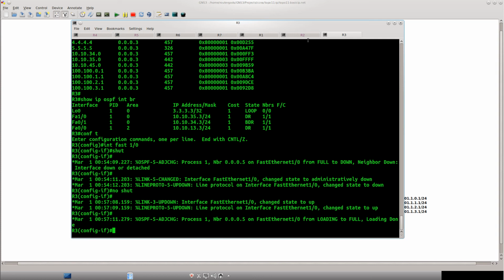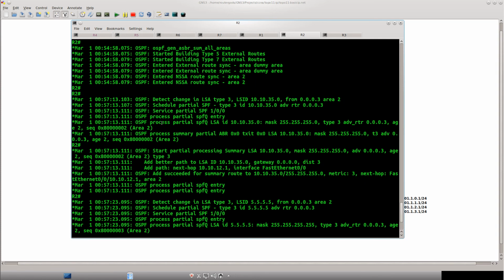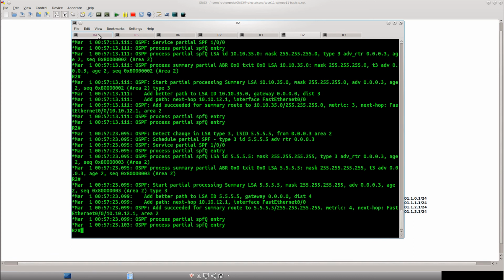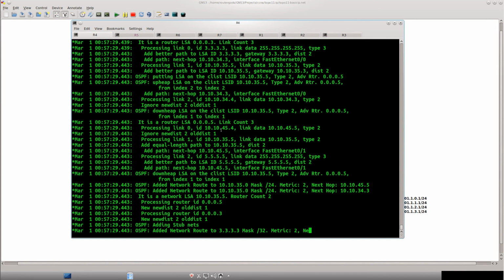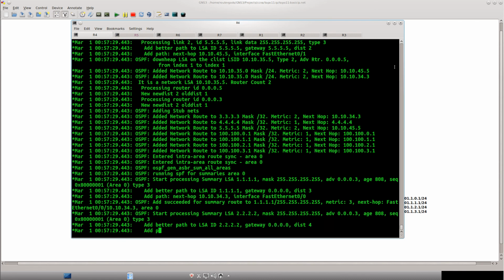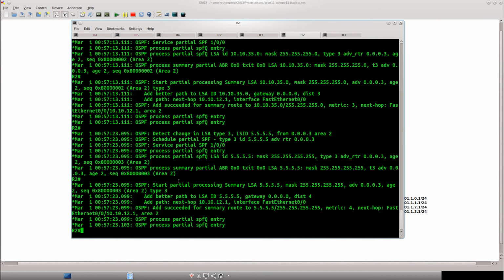So let's go back to R2. You'll see that some stuff happened, but about a page worth of stuff, versus going on R4, R4 is still going. R2 is basically done.